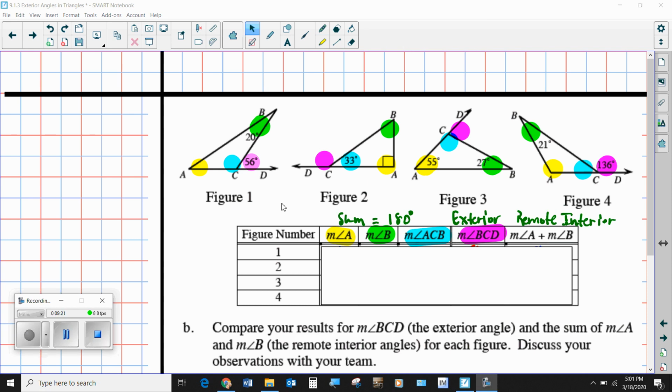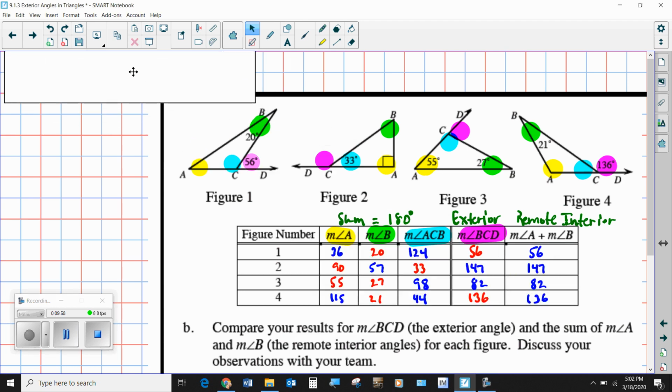Alrighty, so a couple things to be aware of. Angles A, B, and ACB are the three interior angles of a triangle, so they are going to have a total sum of 180 degrees all the time. We also know that angle ACB is supplementary to angle BCD, so these two have to be supplementary, which means they have a sum of 180 degrees. Angle BCD is the exterior angle, and then these two make up the remote interior angles, angles A and B. So with that in mind, I'm going to go ahead and move this off to the side.